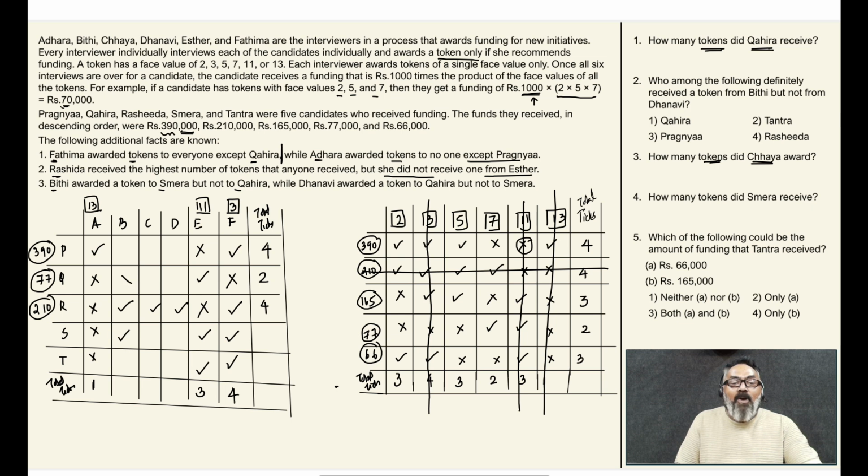B did not award token to Q. B awarded token to S. B did not award token to Q. Alright, okay. This is, first of all, no, there is another thing that we can also figure out.